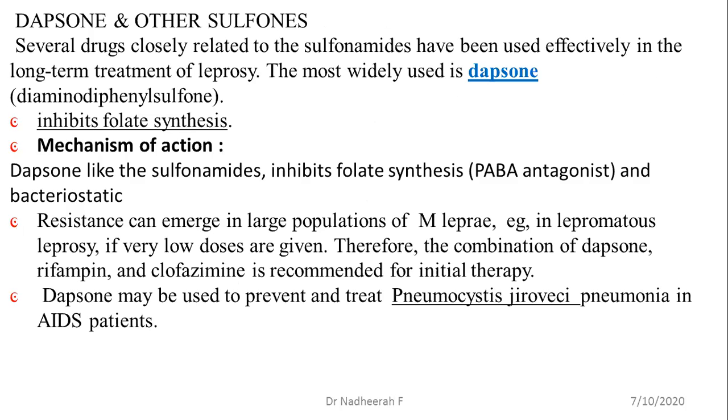Dapsone and other sulfones. Several drugs closely related to sulfonamides have been used effectively in long-term treatment of leprosy. The most widely used is dapsone. Dapsone inhibits folate synthesis similar to sulfonamide. Mechanism of action: like sulfonamides, it inhibits folate synthesis, is a para-aminobenzoic acid antagonist, and is bacteriostatic. Resistance can emerge in large populations of Mycobacterium leprae, for example in lepromatous leprosy, if very low doses are given.